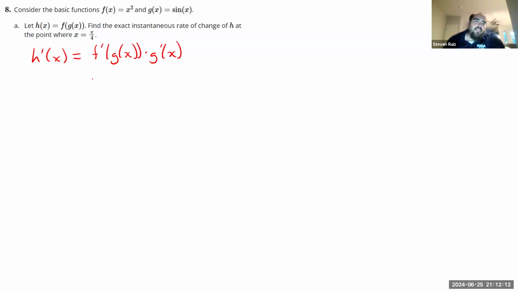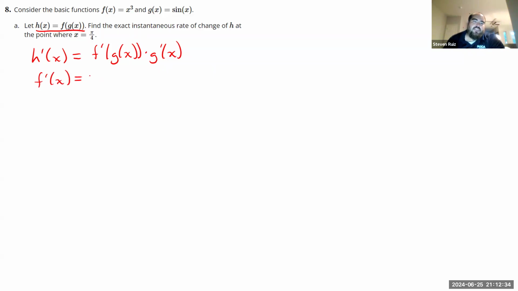So this is what this derivative is going to look like. This right here is true generally for any function h that's defined this way in terms of f and g. Now let's fill in some of the details. Let's write down what the derivative of f and g are.